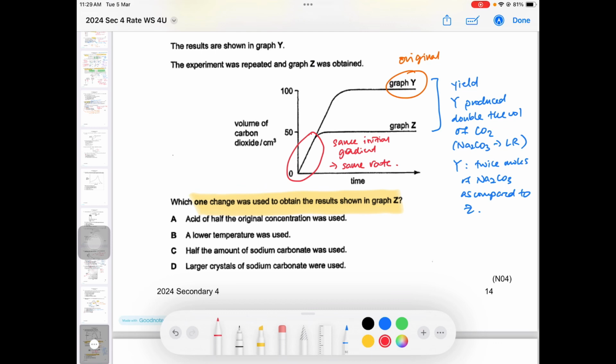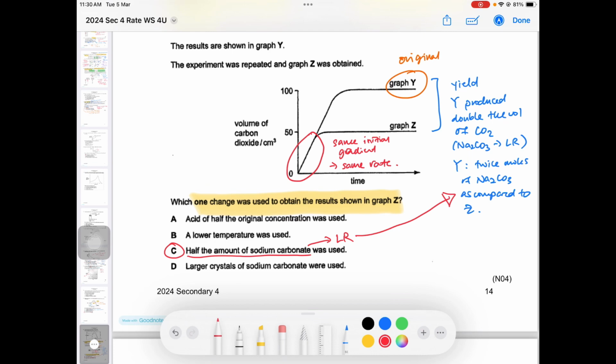The answer would definitely have to be C. Half the amount of sodium carbonate was used because, again, like I mentioned, it's the limiting reagent. So to get that graph, I must have used only half the amount of sodium carbonate.